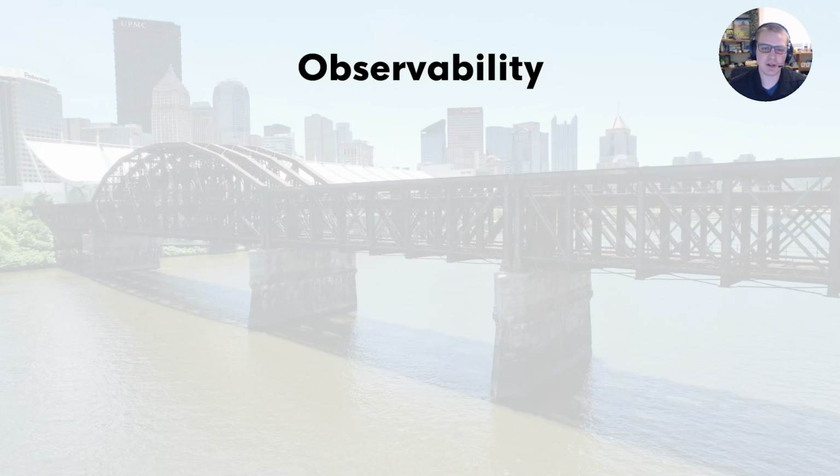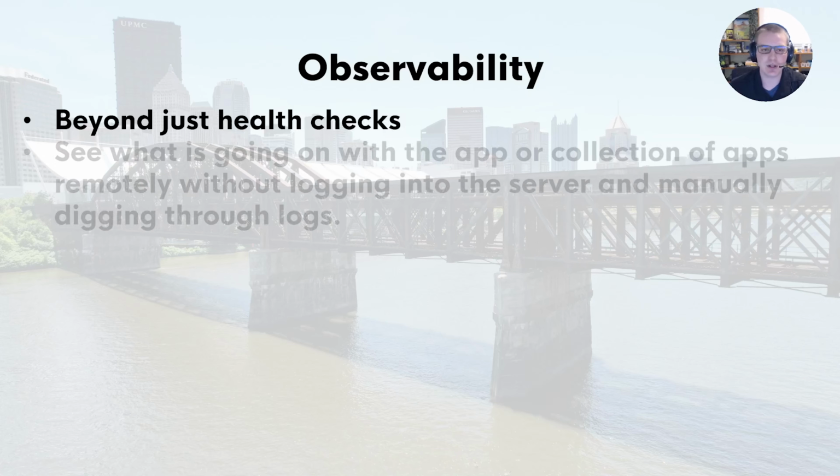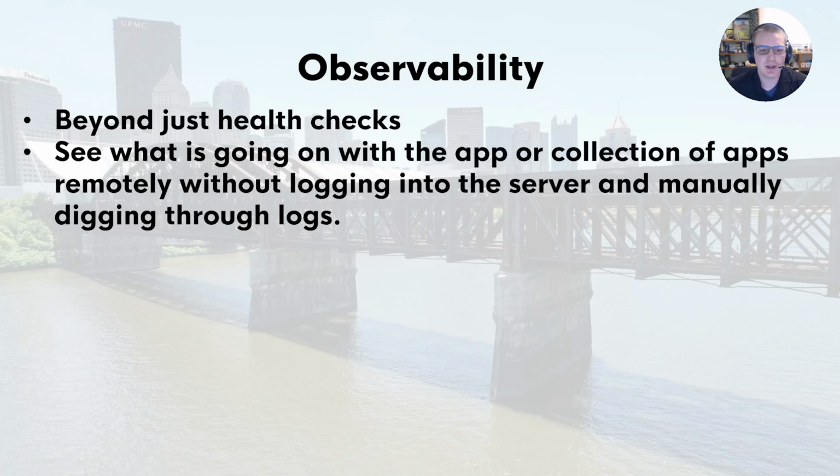Now, I'm going to talk about a thing called observability. It's very different from health checks, but they sound similar in that health checks are, "Hey, let's make sure that this is working." Observability is more about what is actually going on and getting into the details of what's currently going on. It goes well beyond just health checks. So we get to see what's going on with the app or a collection of apps remotely, without logging into the server and manually digging through the logs.